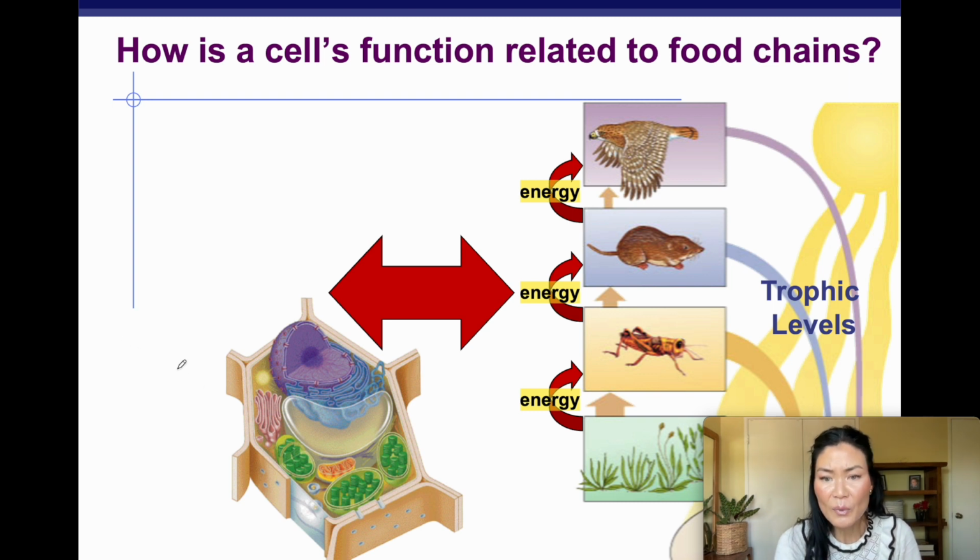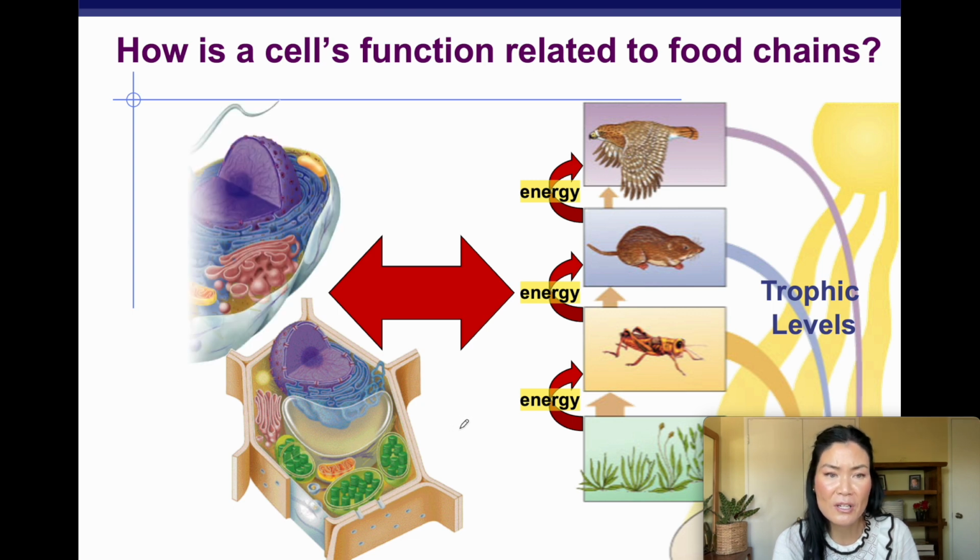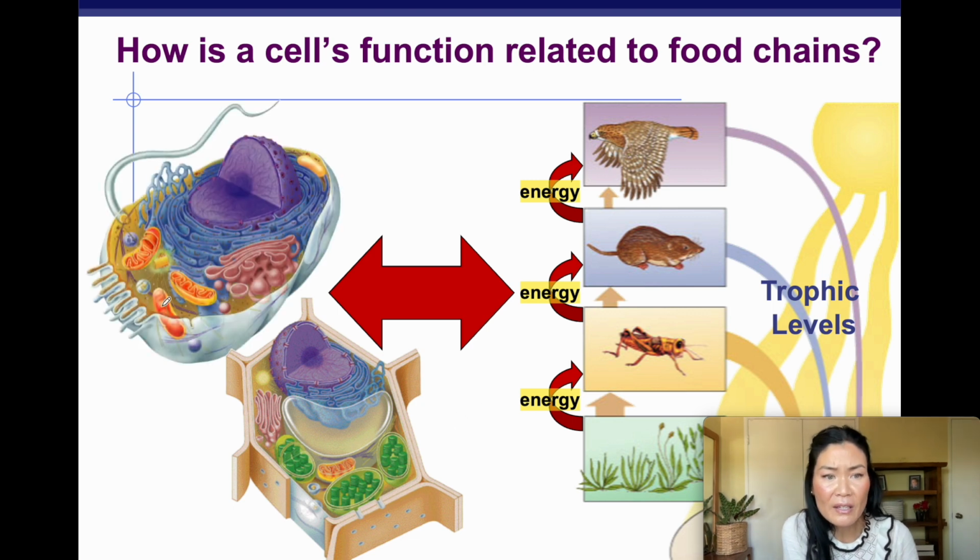Okay? And then when the primary consumer, secondary consumer, and tertiary consumer eat the organisms below it, they're going to break down the organic compounds in cellular respiration to make ATP, to make energy. And that's going to happen primarily in the mitochondria. Some of the food breakdown happens in the cytoplasm or the cytosol, but a lot of the ATP is going to be made in the mitochondria.